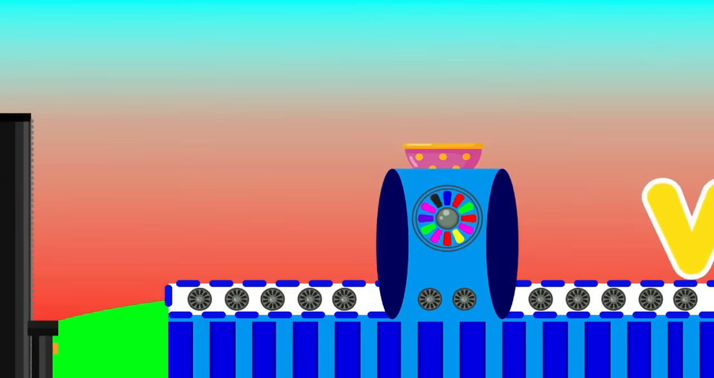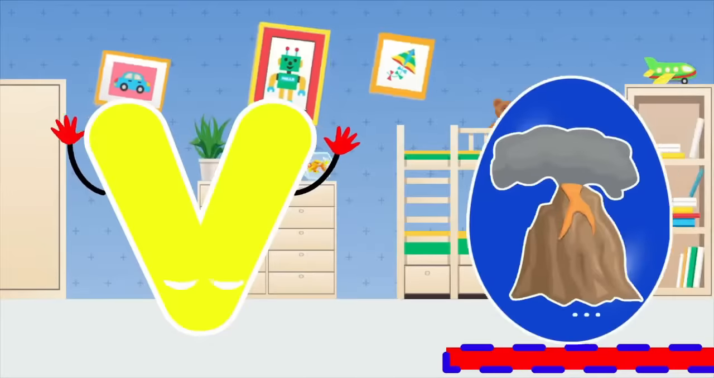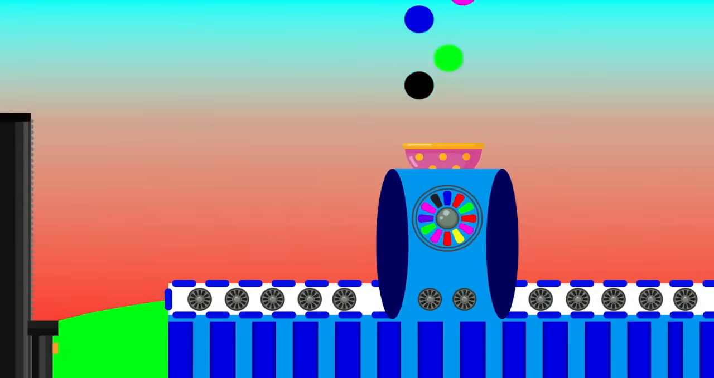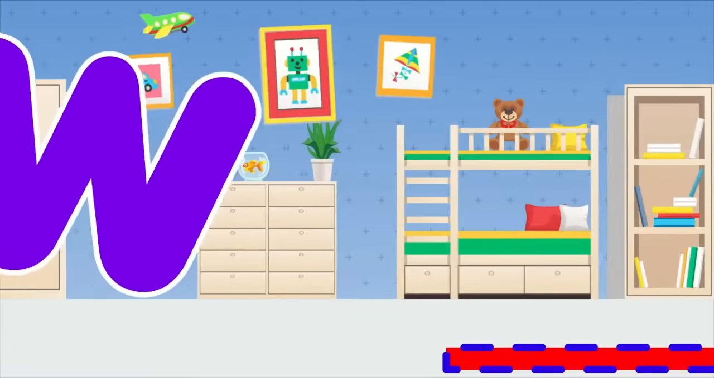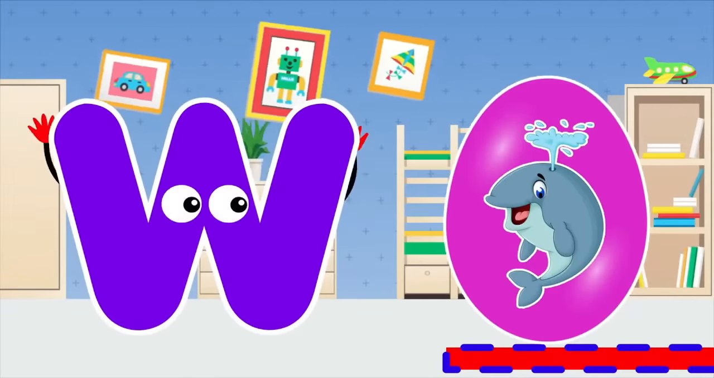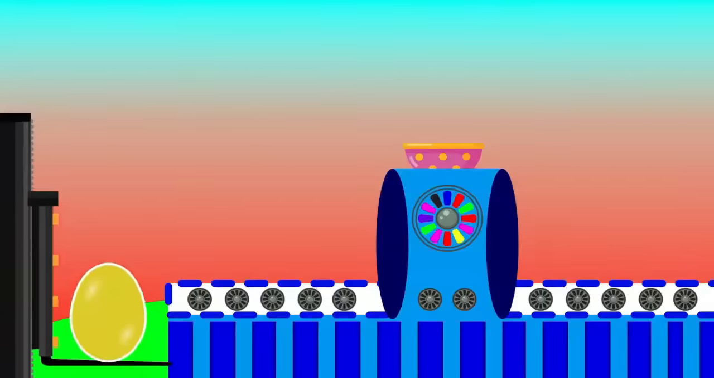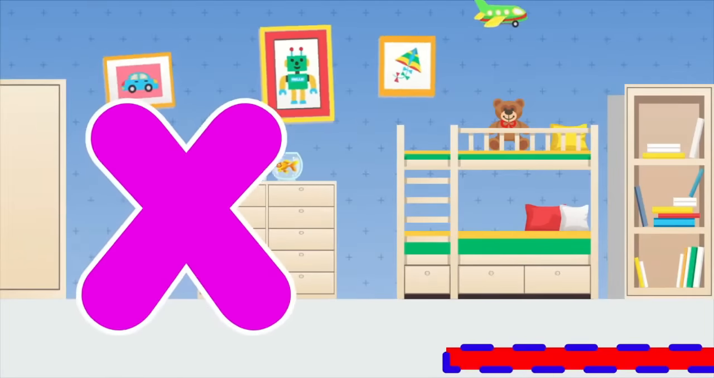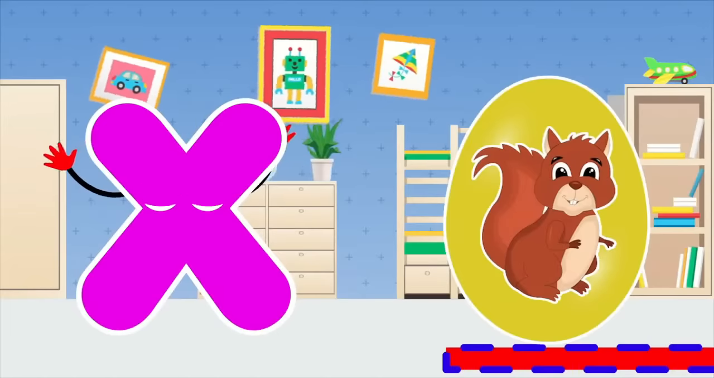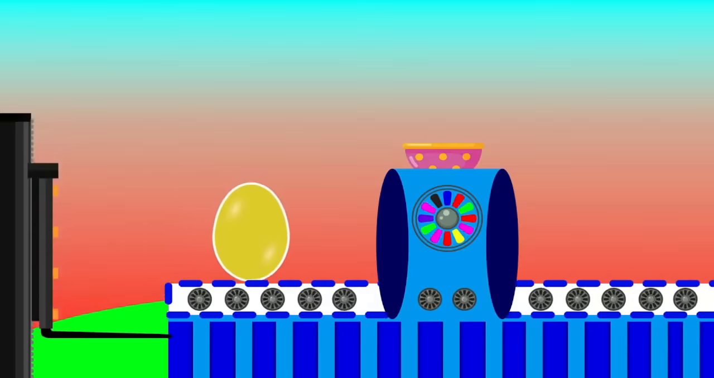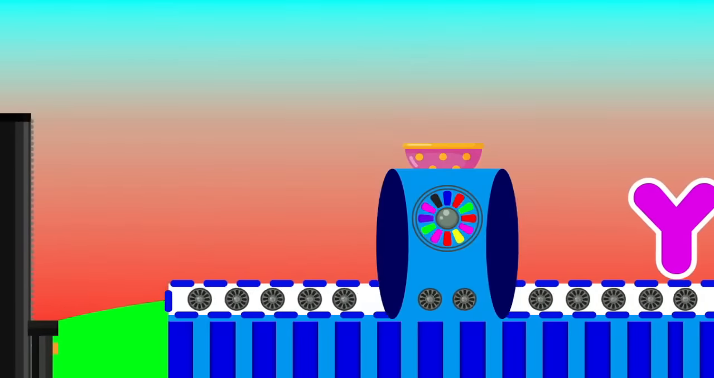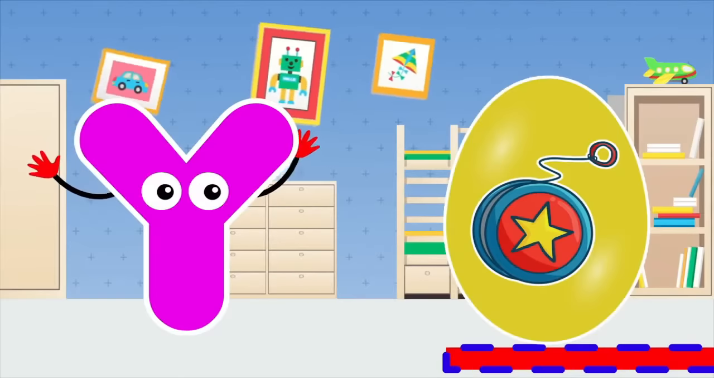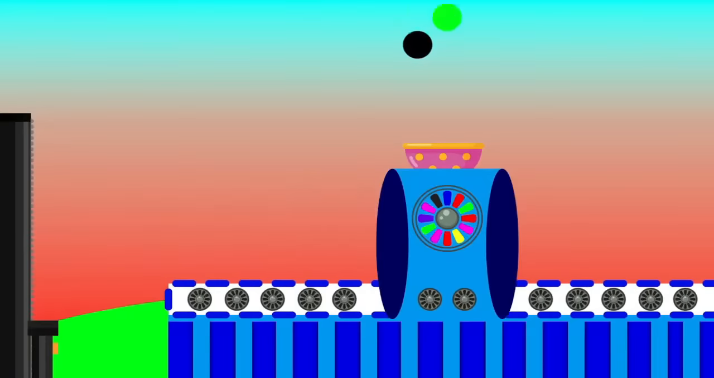Here is an alphabet V. V is for volcano. Here is an alphabet W. W is for wheel. Uh-huh, good job. Here is an alphabet X. X is for zebras. Good job. Here is an alphabet Y. Y is for yo-yo. Here is an alphabet Z.